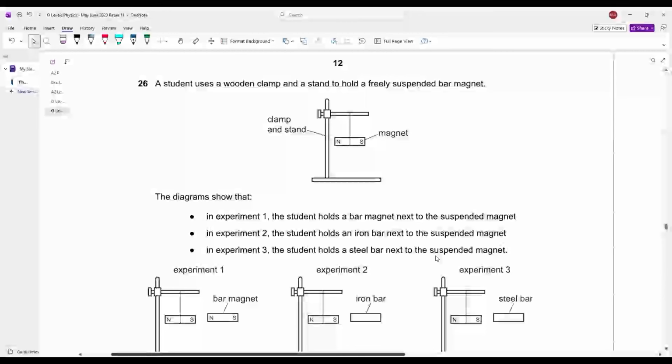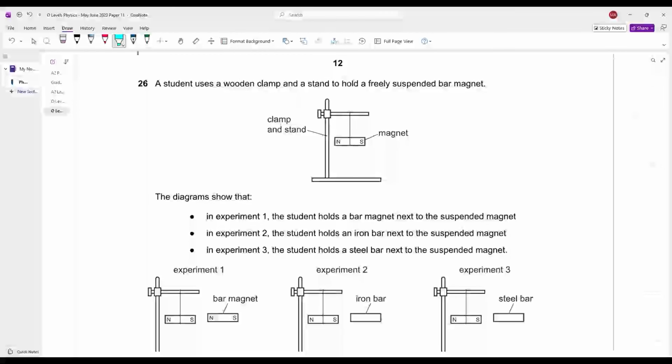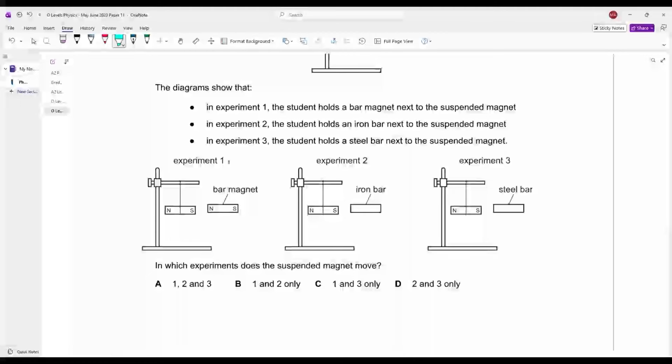A student uses a wooden clamp and a stand to hold a freely suspended bar magnet. In experiment one, the student holds a bar magnet next to the suspended magnet. अच्छा जी, आप bar magnet लगा रहे हो next to the suspended magnet. In experiment 2, the student holds an iron bar next to the suspended magnet. Okay, iron bar लगा दिया यहाँ पे. In experiment 3, the student holds a steel bar next to the suspended magnet. In which experiments does the suspended magnet move?